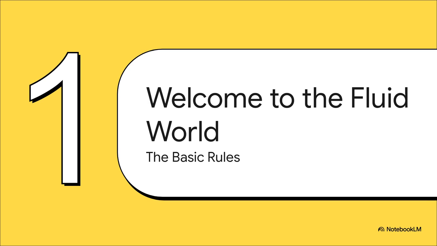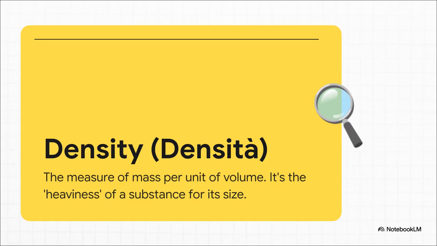Okay, so to really get a handle on this fluid world, we first have to learn the basic rules of the game. Let's kick things off with two of the most fundamental properties that every single fluid has. First up is density. To put it simply, this is really just how much stuff is packed into a certain amount of space. So imagine you've got a box of feathers and a box of rocks, and they're both the exact same size. Well, that box of rocks is way, way denser. This idea is absolutely crucial if you want to understand why some things float and other things sink.